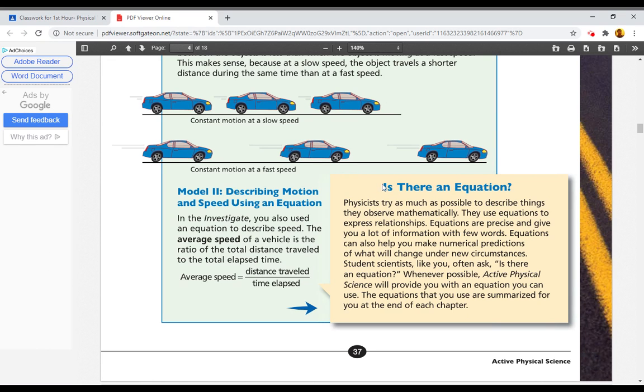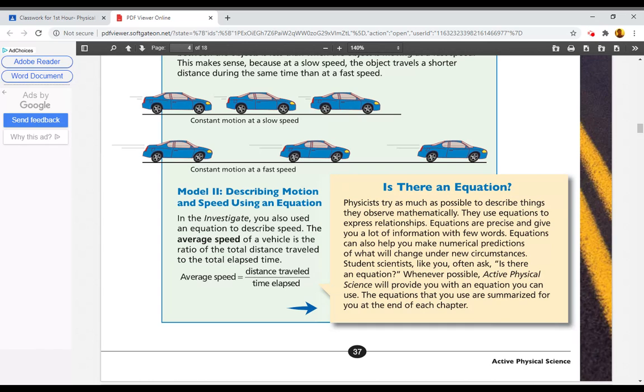Is there an equation? Physicists try as much as possible to describe things they observe mathematically. They use equations to express relationships. Equations are precise and give you a lot of information with a few words. Equations can also help you to make numerical predictions of what will change under new circumstances.